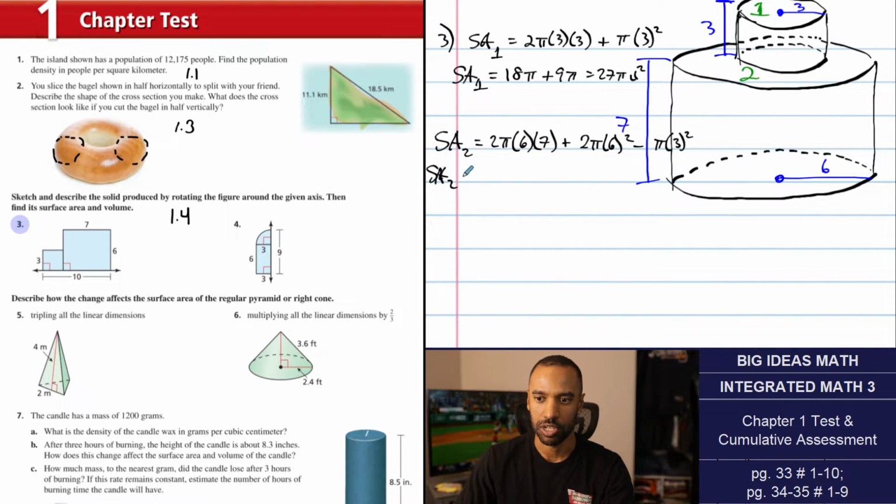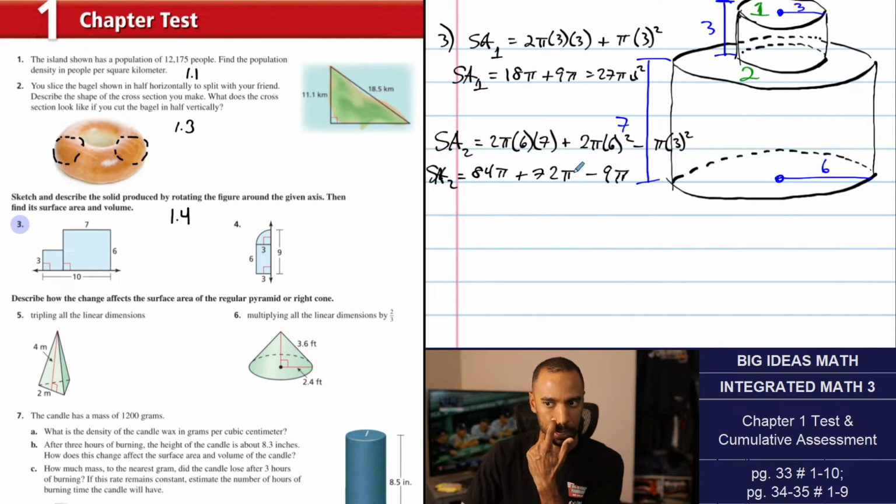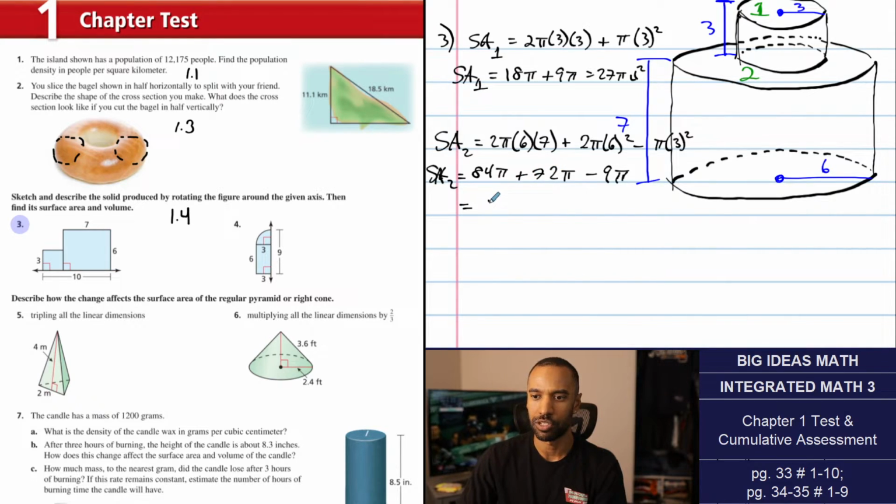So surface area of object 2 is 7 times 6, 42, 84. 84 pi plus 72 pi minus this 9 pi. And then we'll add the total in the end. Then we'll be done. 84 minus 9 is 75. 75 plus 72 is 147. So I get 147 pi square units.